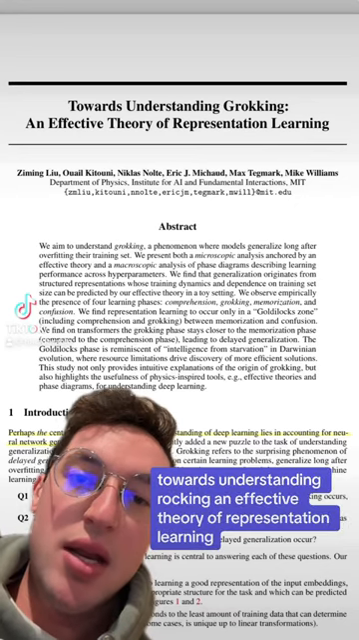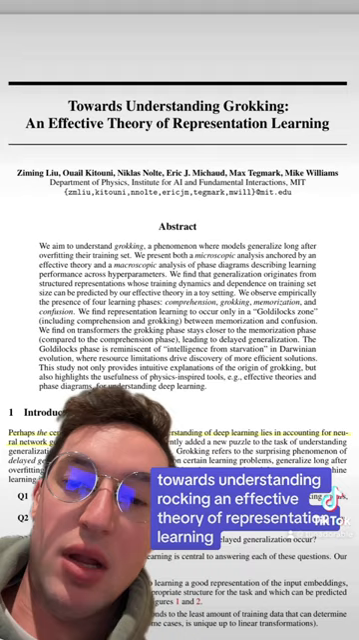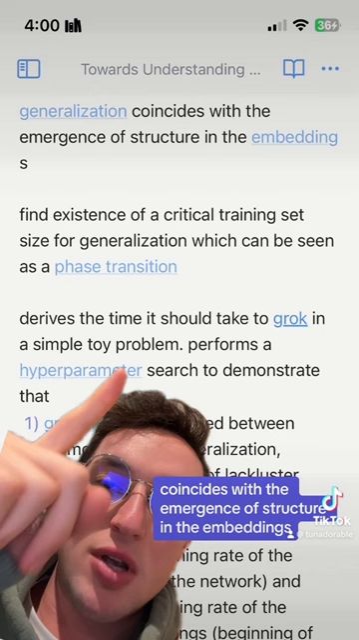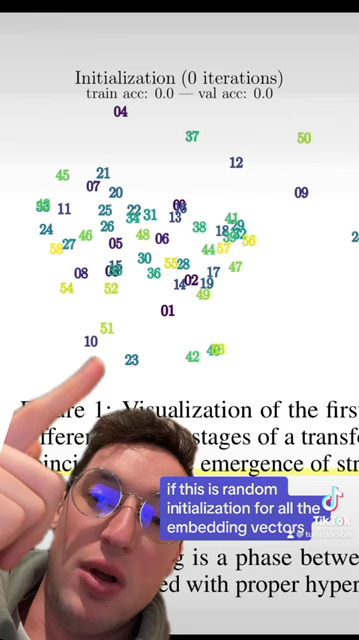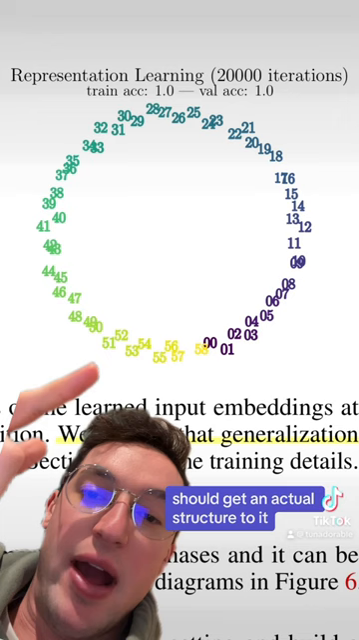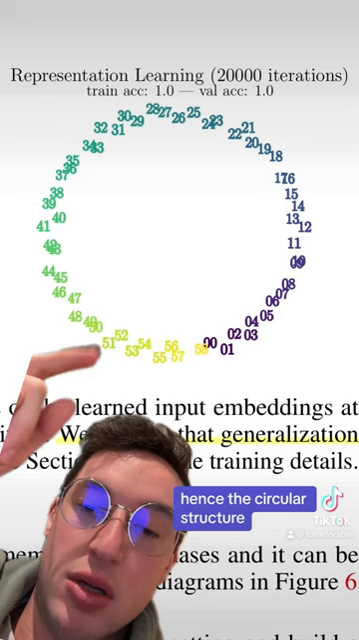Towards Understanding Grokking: An Effective Theory of Representation Learning. The big finding here was that generalization coincides with the emergence of structure in the embeddings. So for example, if this is random initialization for all the embedding vectors, then proper generalizable representation learning should get an actual structure to it.